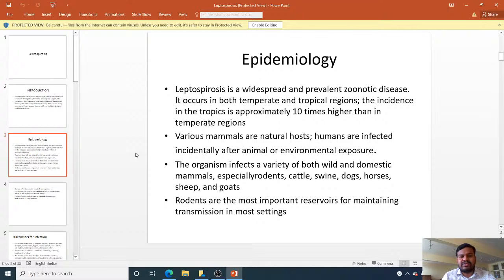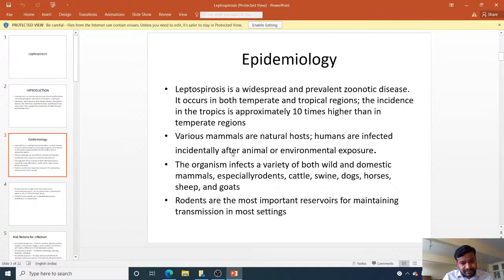So coming to the epidemiology, leptospirosis is a widespread prevalent zoonotic disease. It occurs in both temperate and tropical regions, and the incidence in the tropics is 10 times higher than in the temperate regions. So you should remember this: the tropical regions have 10 times higher incidence than the temperate regions.